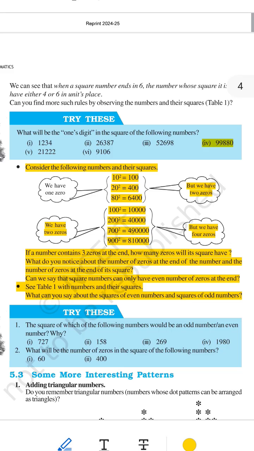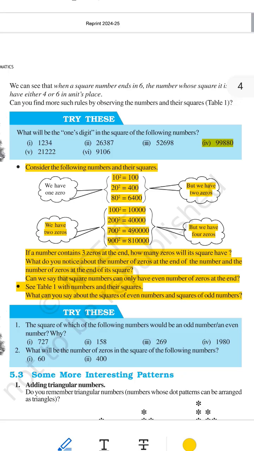2. What do zeros at the end mean? When a number has zeros at the end, like 10, 200, 1000, it means it is a multiple of 10. Example, 10 equals 1 times 10, 1 zero at the end. 200 equals 2 times 100, 2 zeros at the end. 1000 equals 1 times 1000, 3 zeros at the end. The number of zeros at the end tells us how many times it's multiplied by 10.